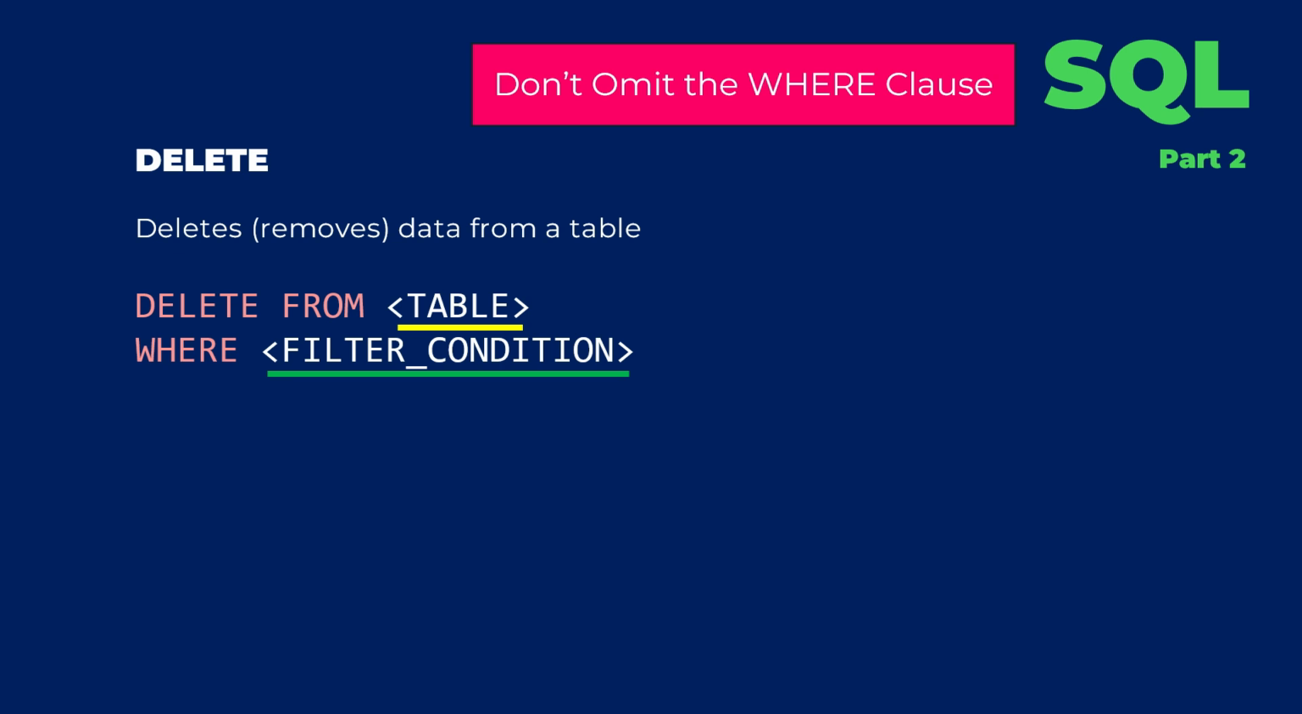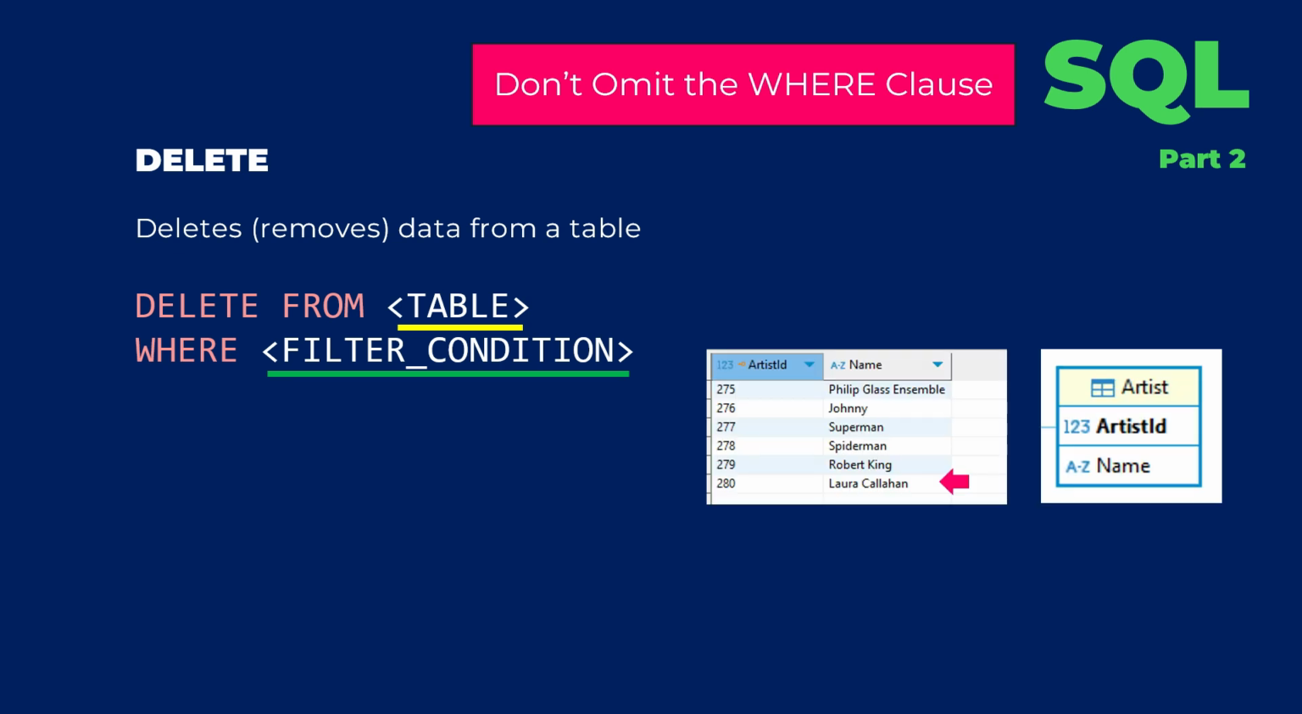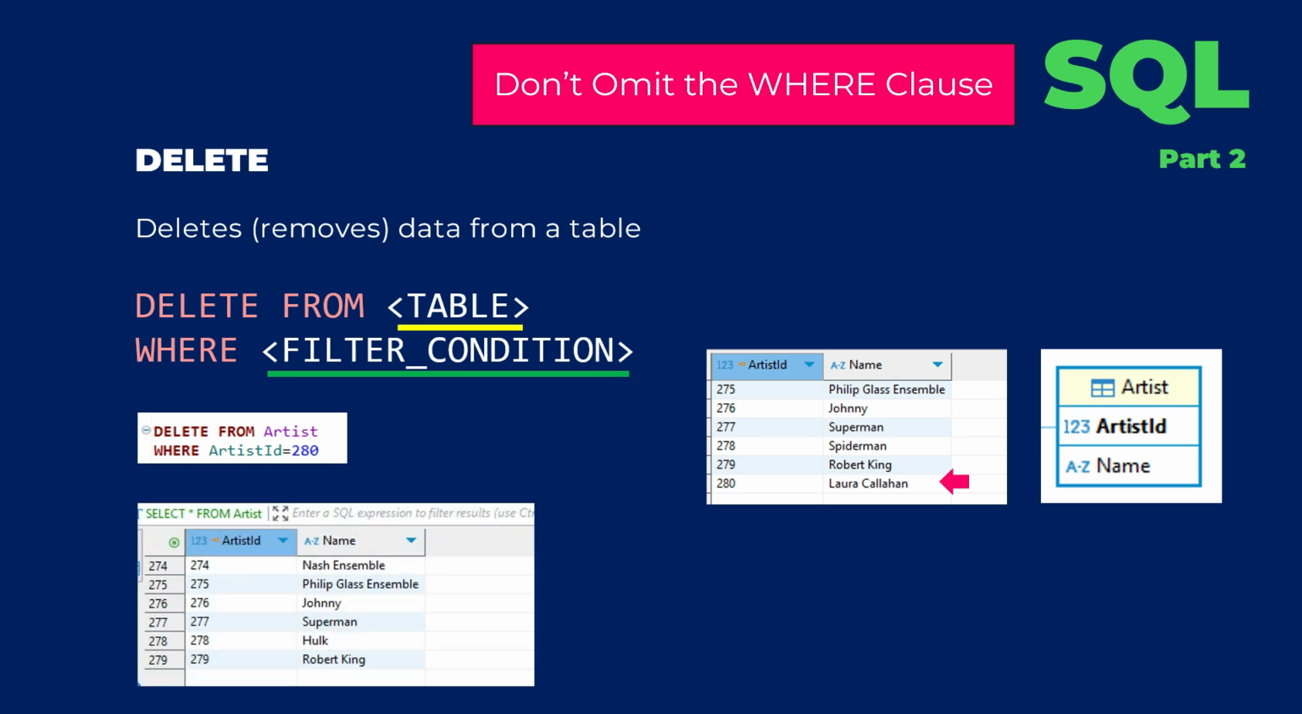As an exercise, let's delete the artist with ID 280 from the artist table. We use the statement delete from artist where artist ID is equal to 280. And we can see the table has been updated with the row with artist ID equal to 280 removed.